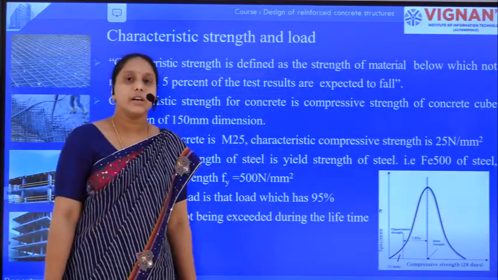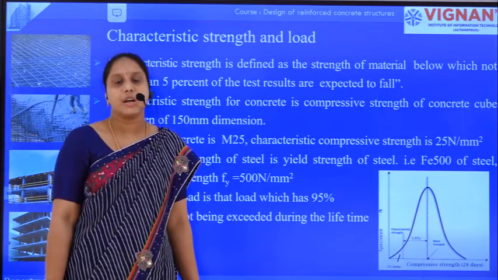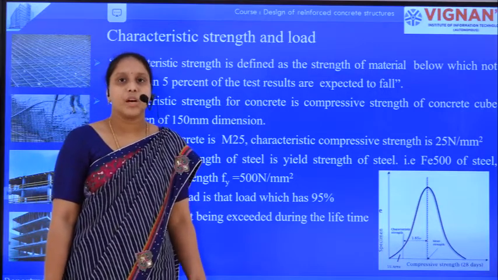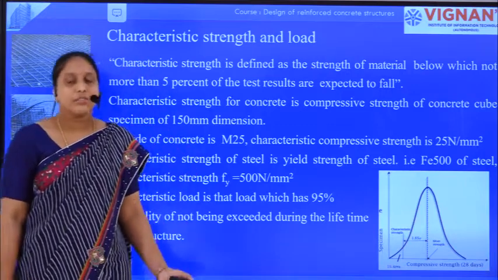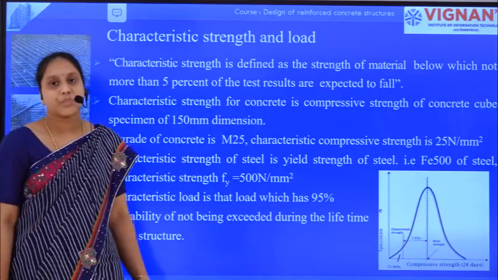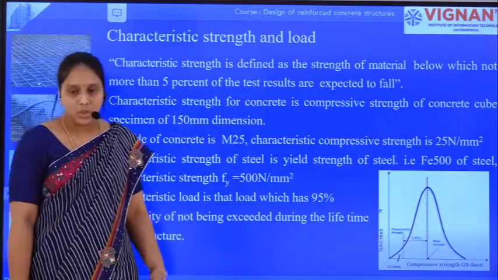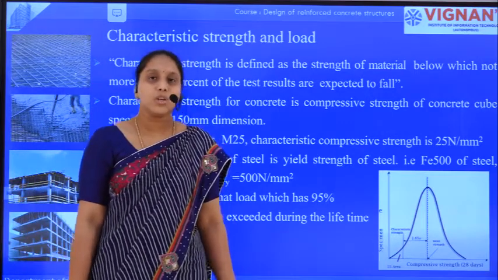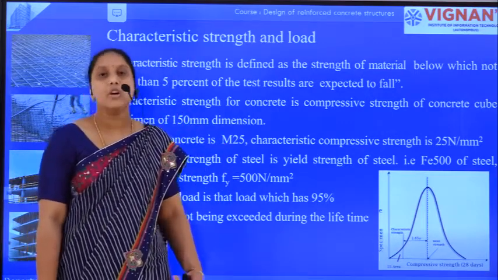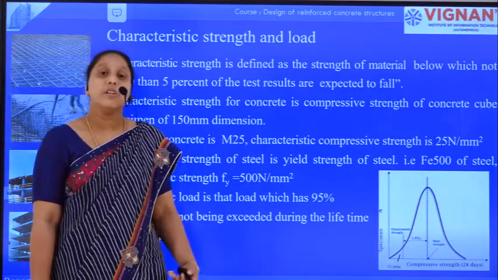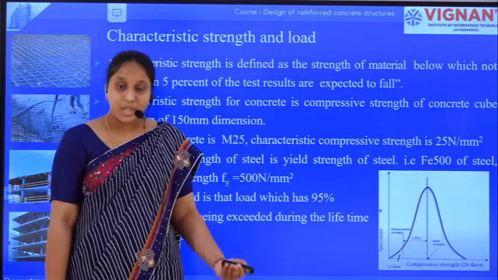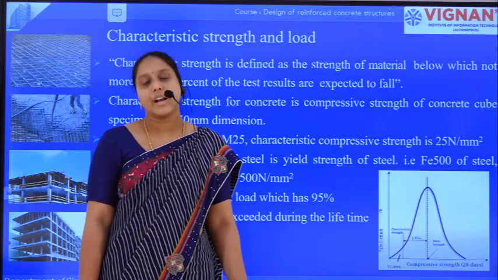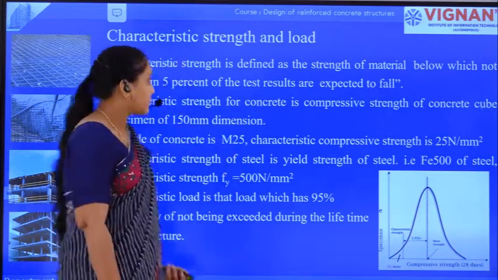Now let us see a few terms and terminology which we are going to use in further lectures on the limit state method. The first ones are the characteristic strength and the characteristic load. In the limit state of design, we use the design loads and the design strengths. To find the design loads and design strengths, we first have to know the characteristic loads and the characteristic strength. So now we will see what is meant by characteristic load and characteristic strength.